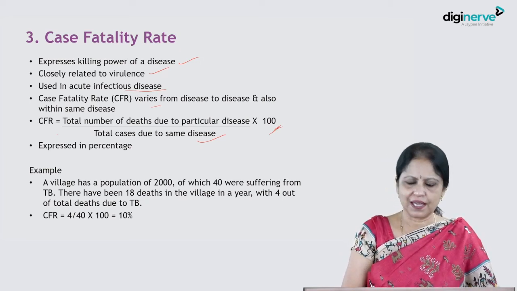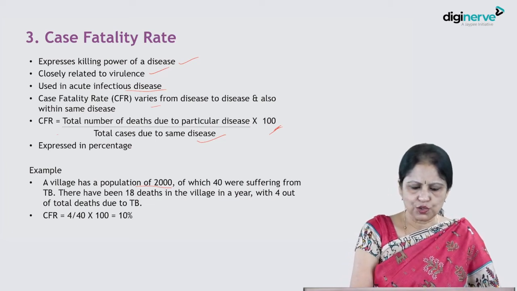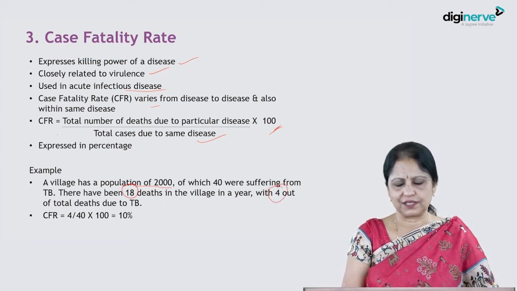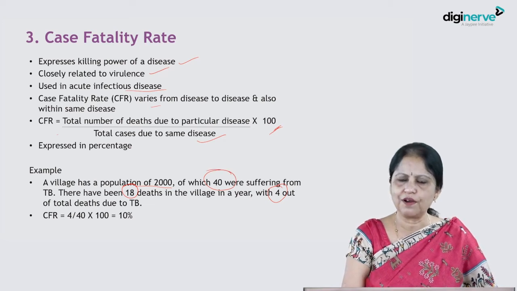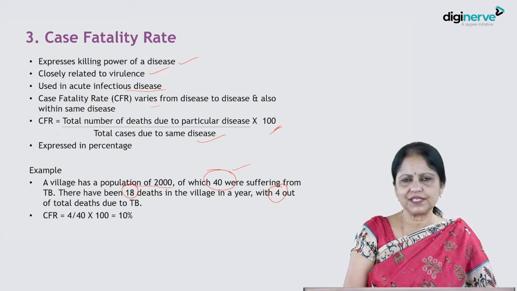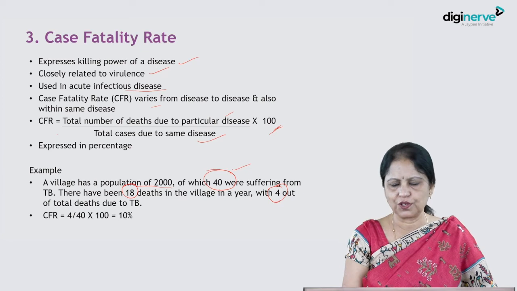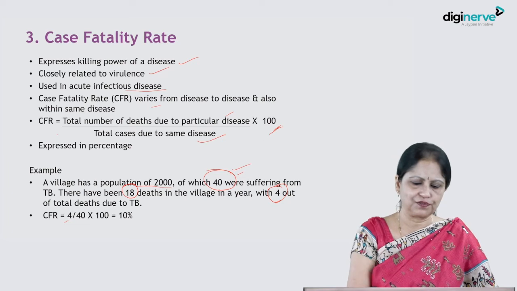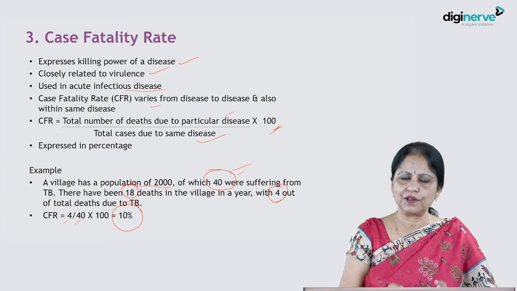So again, taking an example, in the same village with a population of 2000, I had told you a total of 18 deaths had happened, out of which 4 were tuberculosis deaths. And now we find another data, that is total cases of tuberculosis were 40. So case fatality rate, I told you, the numerator will be total deaths due to that disease, tuberculosis, 4 deaths, and the denominator will be total cases of that disease, that is 40. Into 100, it gives 10%. So case fatality of tuberculosis in this village was 10%.